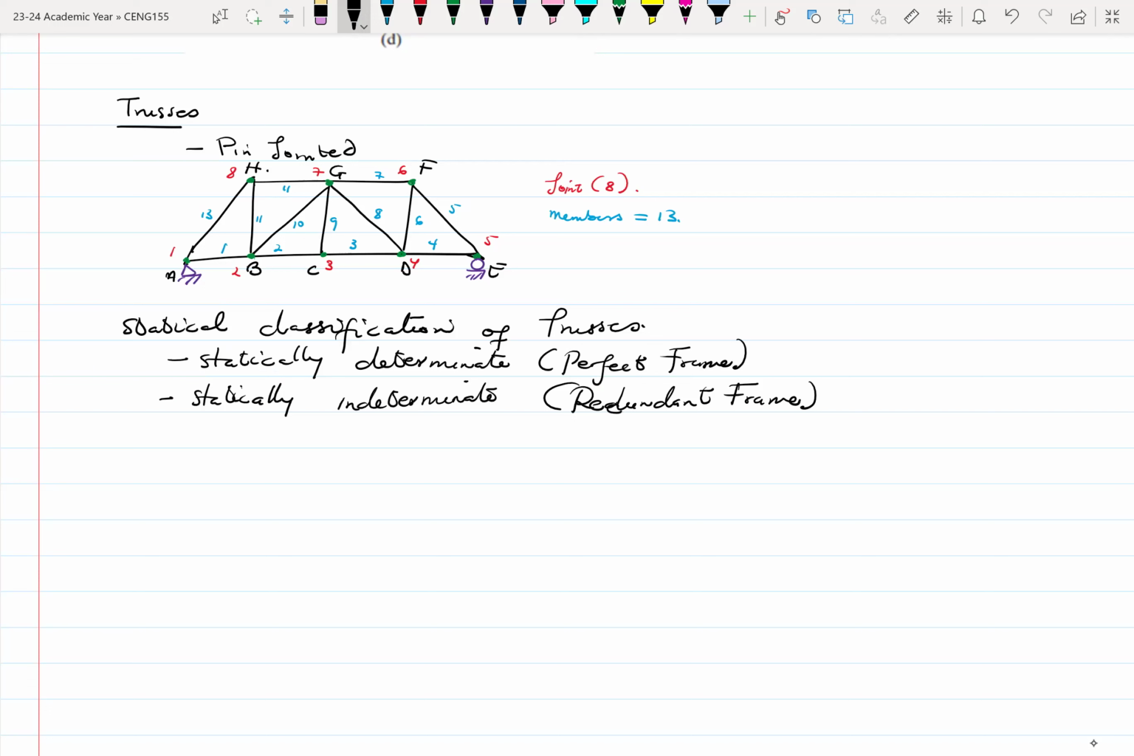Then you also look at what you call an unstable truss. When it's unstable, we call this a deficient frame or truss. So if you see me use the word perfect, I tend to mean that it is statically determinate, or if I use the word redundant, then it's statically indeterminate. And when we say it's unstable, it means that it is indeterminate.